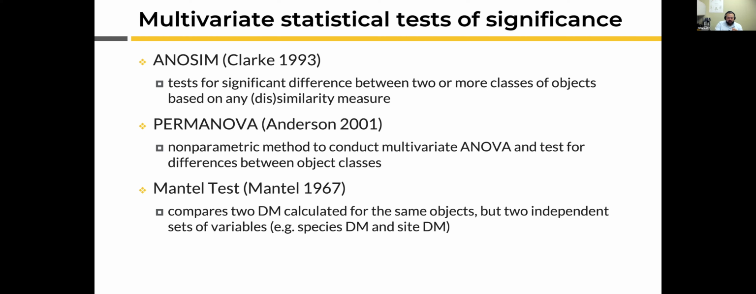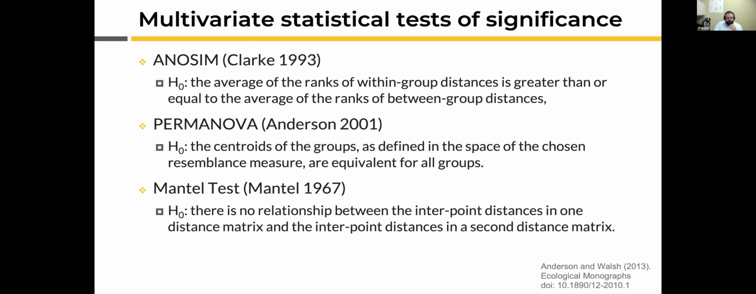The Mantel test has some different requirements, but essentially all of these allow you to test for differences in groupings based on beta diversity. And so it's important to know what hypothesis each of these are testing, as they are different, and so using them can give you different answers, or can give you different interpretations of your data.